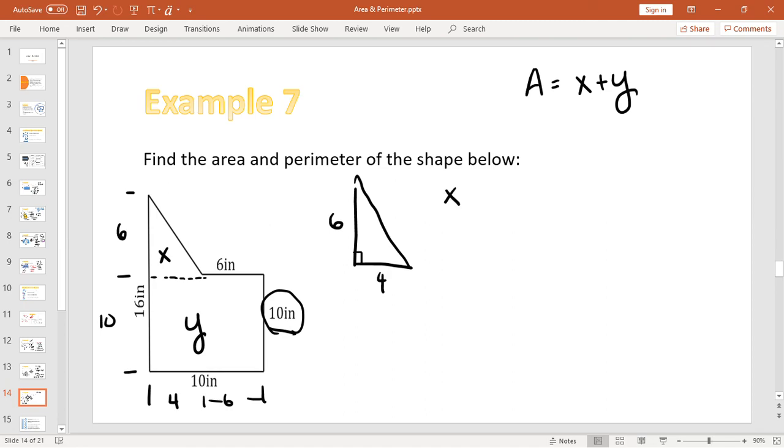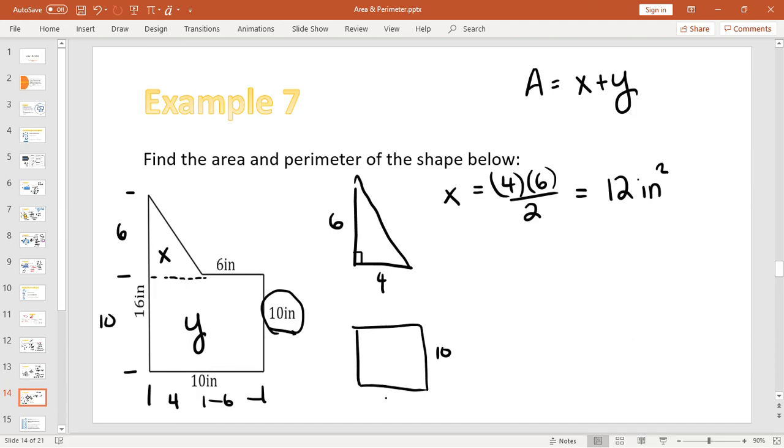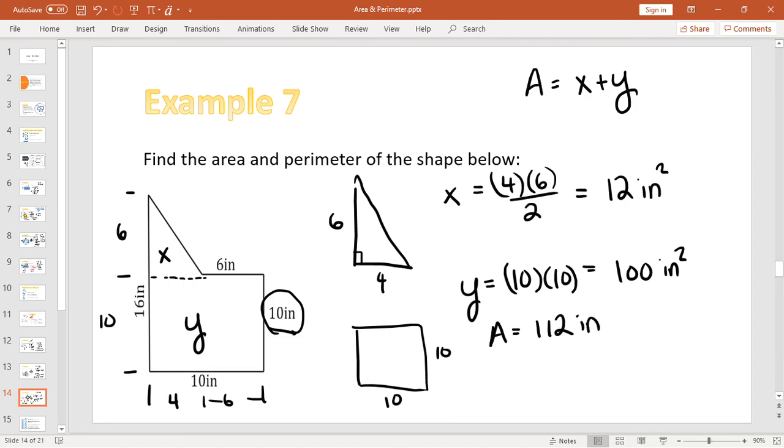So for our shape X, we are going to do base times height divided by 2, which will give you 12 inches squared. And then let's look at our rectangle. It does happen to be a square, so you can either do 10 times 10, length times width, or you can do 10 squared. They will give you the same thing, 100 square inches. And then if you want your total area, 12 plus 100.